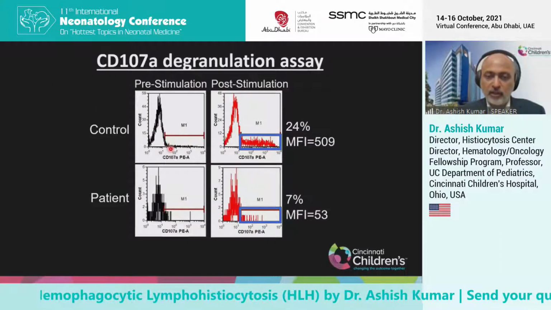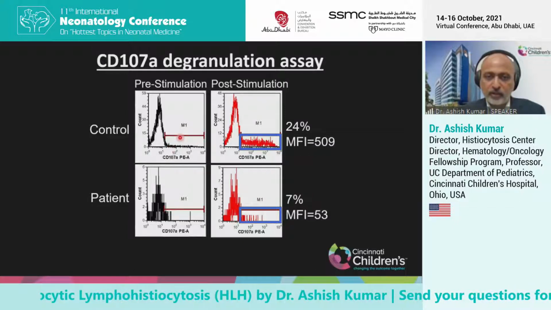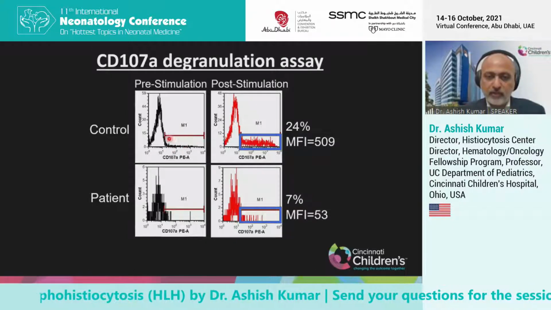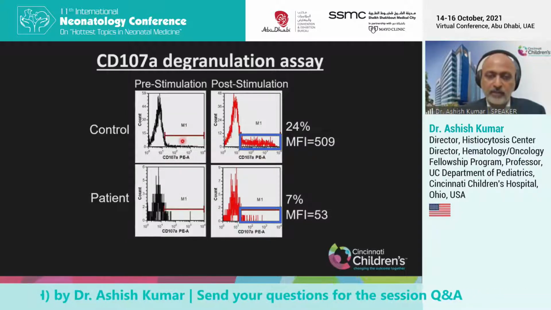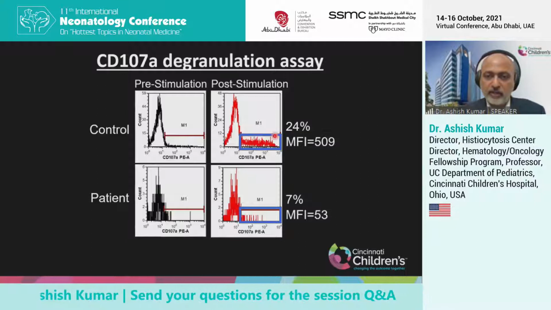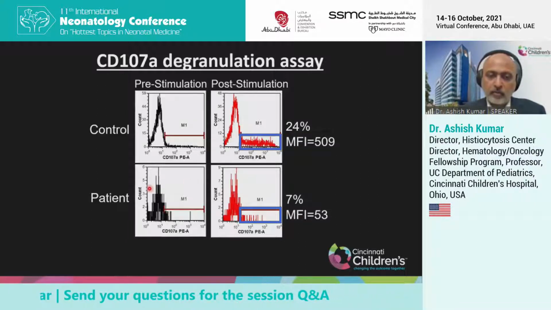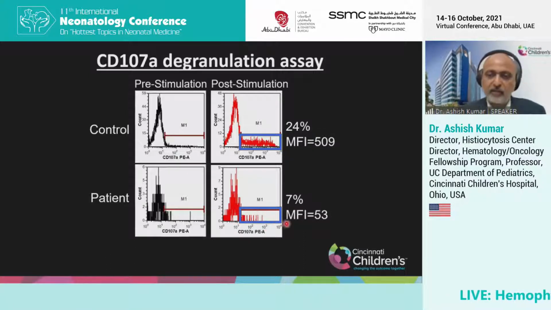So on the top is a normal individual. If you look on the left graph, there is no CD107A on the cell surface. It should be on the right here. But when you stimulate these cells now, CD107A is exposed. On the bottom row is a patient with primary HLH. Again, at rest, there is no CD107A, but even after stimulation, there is barely, almost no CD107A detectable. And this is how we actually diagnosed a homozygous mutation in a gene called STXBP2 in this patient.